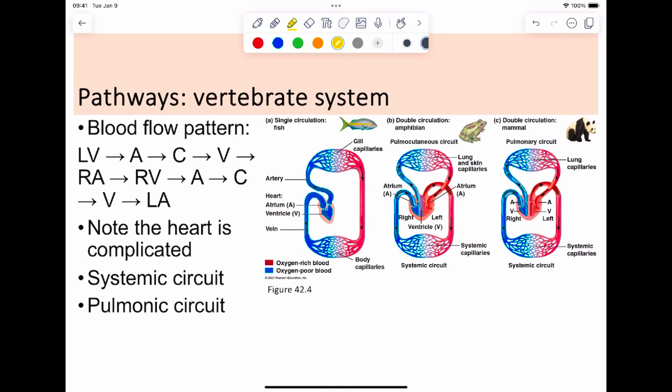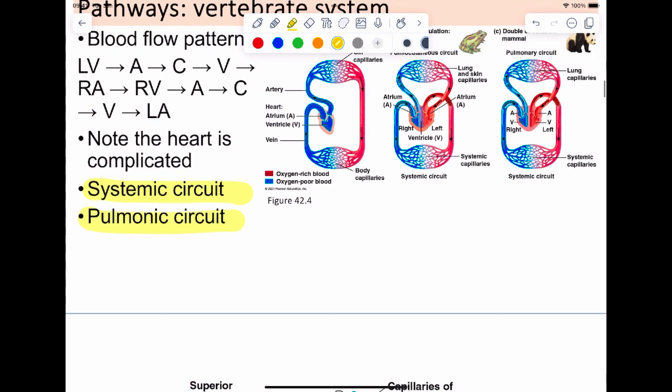When we look at the vertebrates, there are three distinct sets of circulatory patterns that we find. All of them are going to follow a really simple pathway. There are always going to be two different sets of directions. One is referred to as the systemic circuit, and the other as the pulmonic circuit. The systemic circuit is meant for organs, period. This is going to be oxygen to your organs. The job of the pulmonic circuit is to put oxygen into your blood.